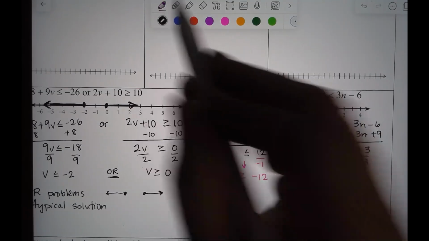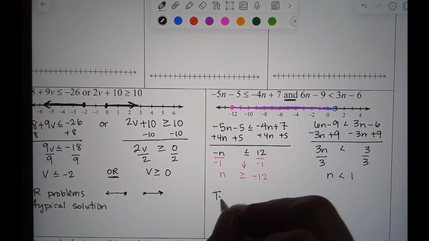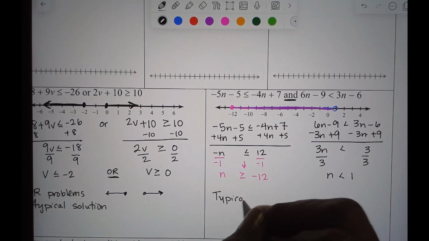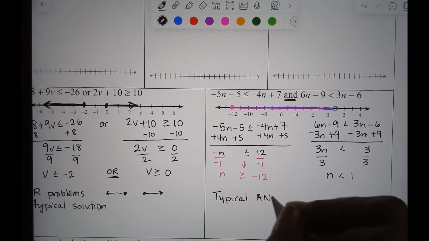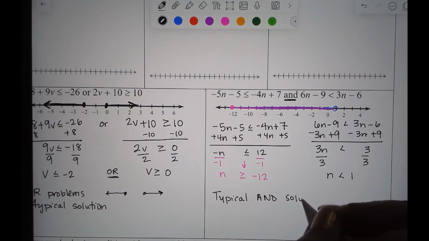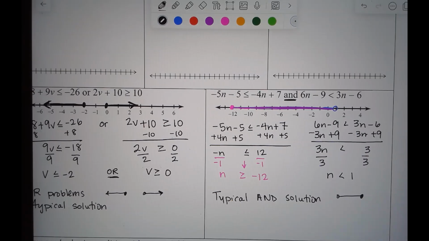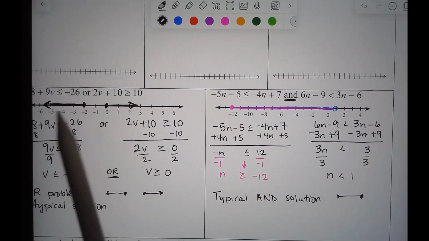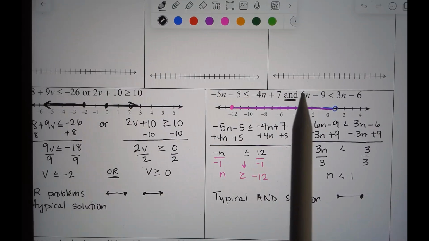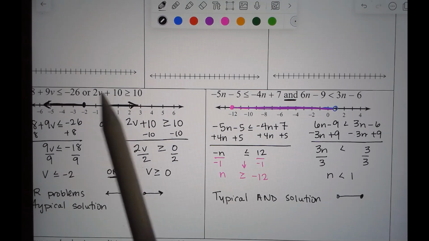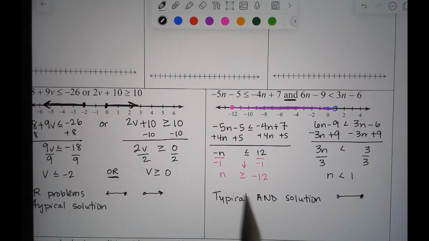Okay, so typically, a typical AND solution would have endpoints of some kind, open, closed, and then it ends like that. But it is possible, if I'm looking for overlap and my arrows were going this way on an AND problem, this would have no overlap, and so then we would get no solution. So it does happen, but not very often.